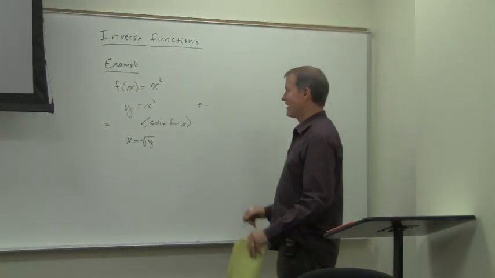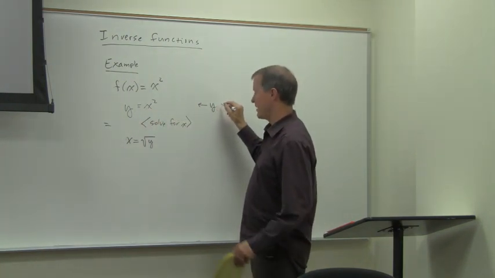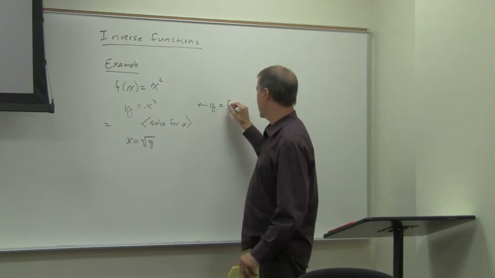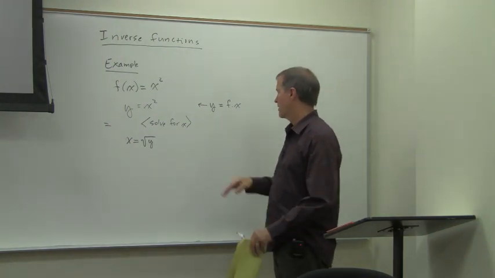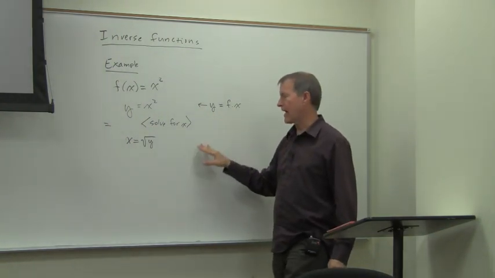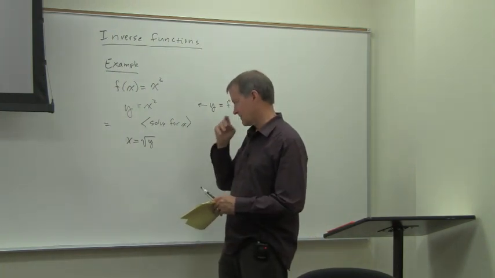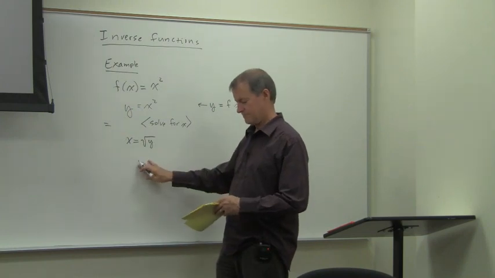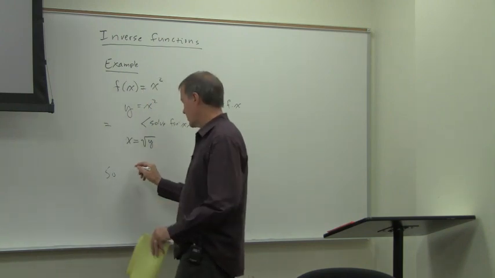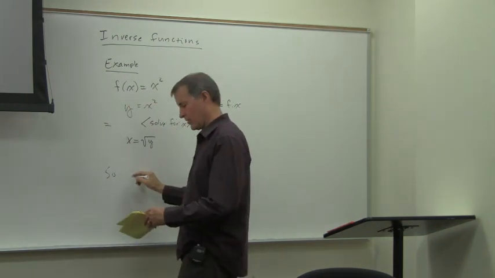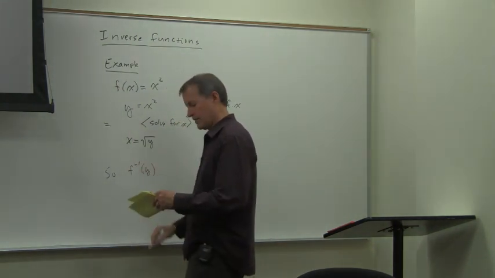Now using our dot notation, this is y equals f dot x, right? Now, on the other hand, what is x? How do we notate this? Have you ever seen this? If f of x is x squared, then what is f inverse of y?